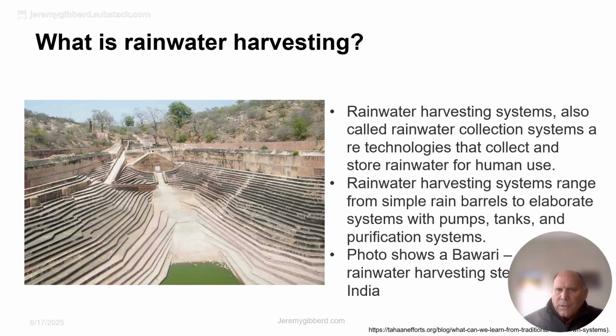So, what is rainwater harvesting? Rainwater harvesting is also called rainwater collection, and it is basically the capture of rain from surfaces in tanks for human use. And they can be very simple, something as simple as a barrel catching water off a roof, or they can be very complex, so very large systems with tanks, filtration, etc. The particular picture here is a picture of a Bawari, which is a traditional rainwater harvesting system in India, and you can see many of those in dry parts of India.